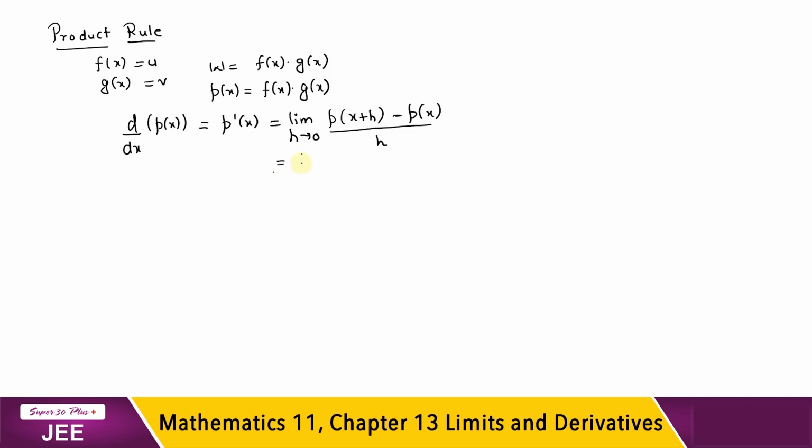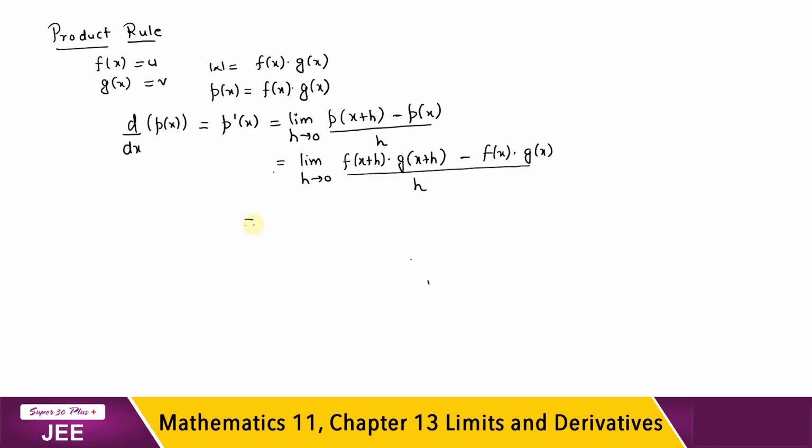So this is equal to limit h tending to 0. For p(x+h) we will have to replace x with x plus h, both over here and also over here. So this becomes f(x+h) into g(x+h), minus p(x), which is simply f(x) into g(x), divided by h.